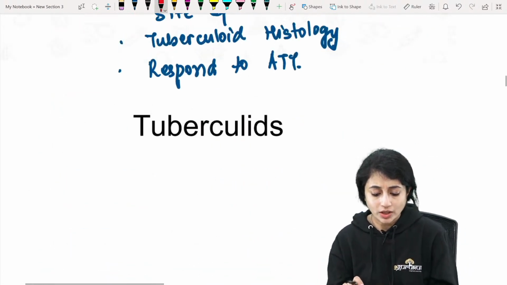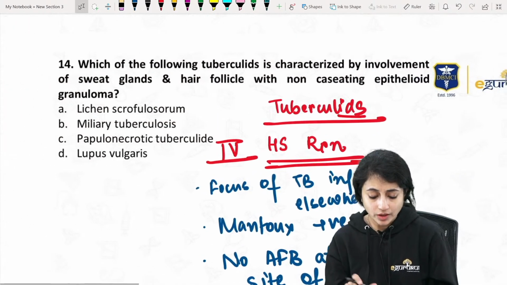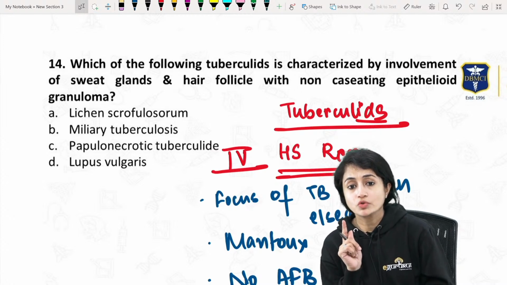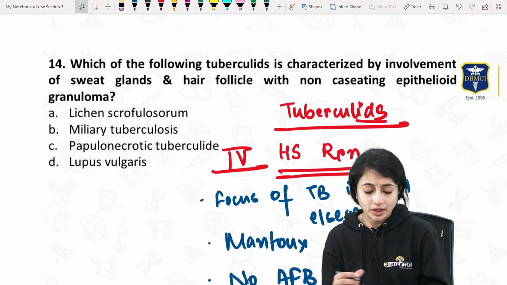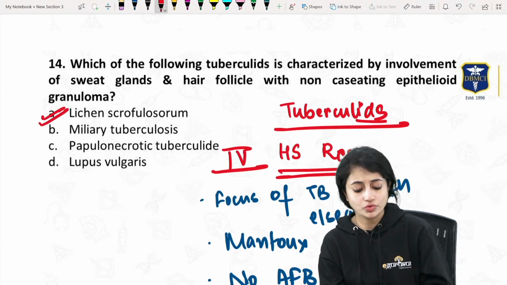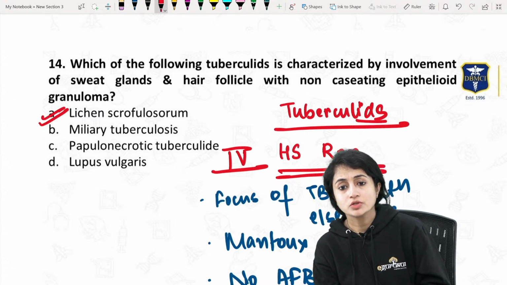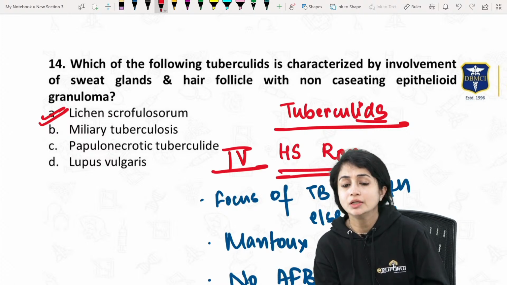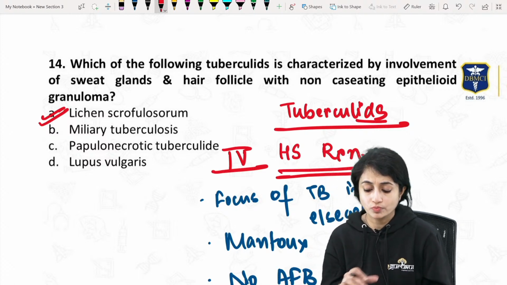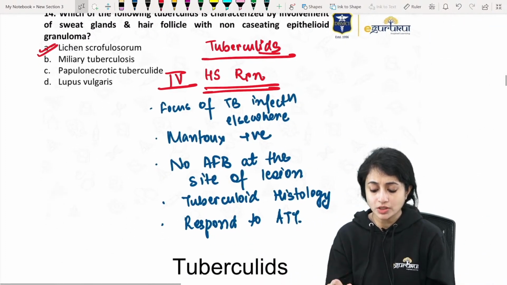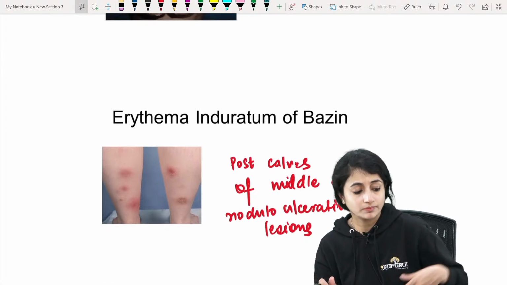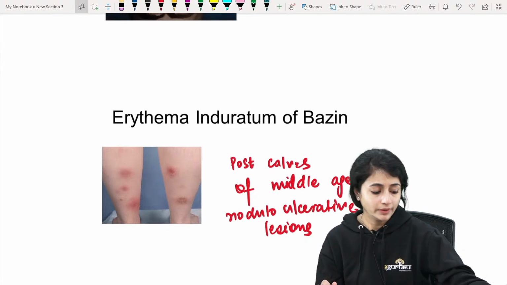Okay, so let's look at the options now. I have a tuberculid which is characteristically involving sweat glands and hair follicles. So perifollicular with non-caseating epithelioid cell granulomas, it is lichen scrofulosorum. Characteristically involving the perifollicular distribution, sweat glands, hair follicle, this is lichen scrofulosorum. So you should be knowing what tuberculids are, what the three main types are, and important points about them. Okay, clear?